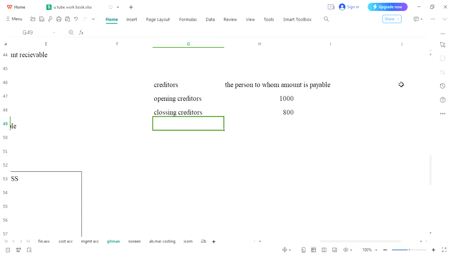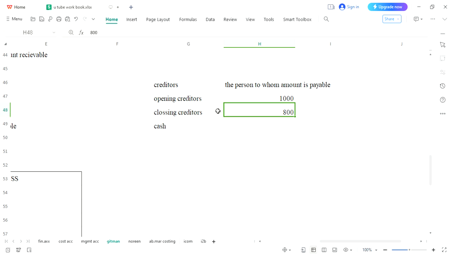Okay, so we want to know how much cash is going out or in. Now you will relate it with the definitions. Opening creditors means 1000 was the amount which was payable at the start of the period. So initially you were liable to pay 1000, and at the end 800 worth of amount is still payable.